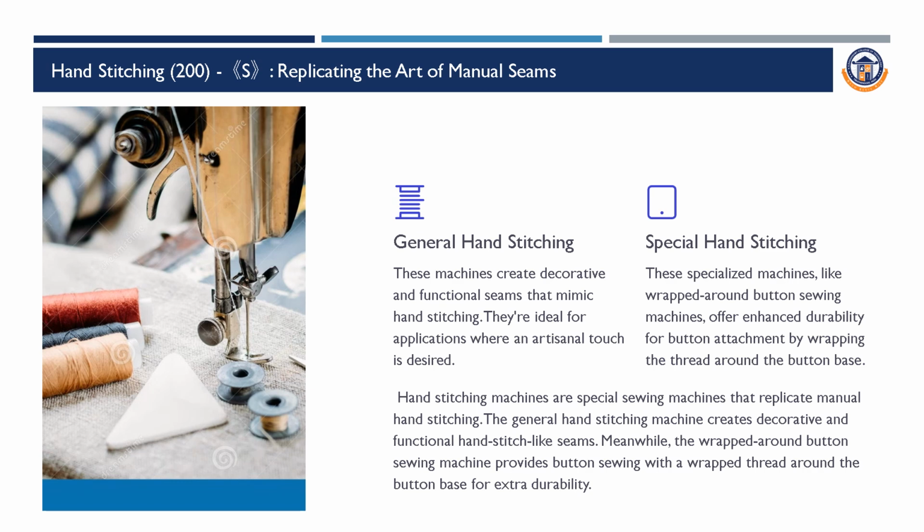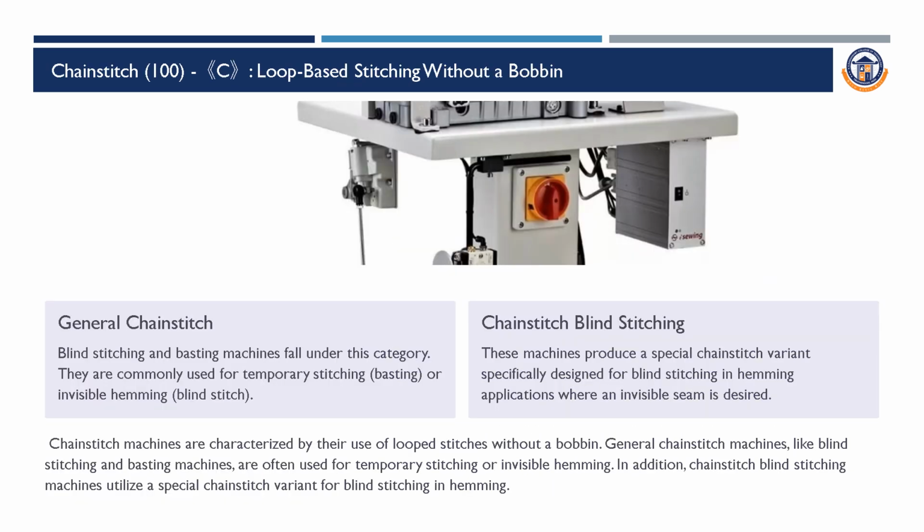In general, hand stitching machines are special sewing machines that replicate manual hand stitching. The general hand stitching machines create decorative and functional hand-stitch-like seams. Meanwhile, the wrapped-around button sewing machines provide button sewing with a wrapped thread around the button base for extra durability. The second one is chain stitch 100, loop-based stitching without a bobbin.